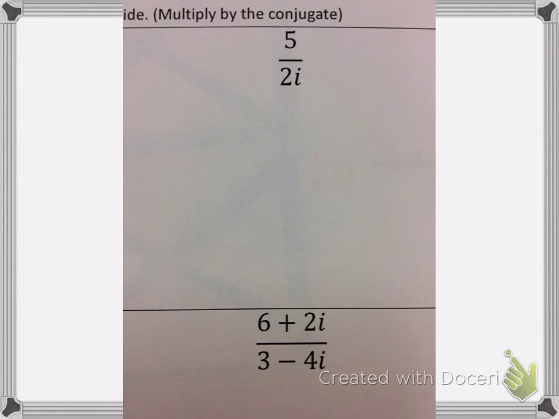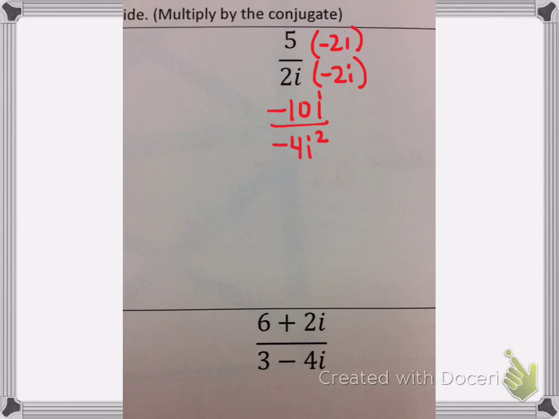So now that we know how to do that, what we're going to do is multiply by the conjugate in order to divide. The 2i down here, its conjugate would be a negative 2i. If we multiply the bottom by the conjugate, we also have to multiply the top by the conjugate. So top times top would be 5 times a negative 2i, which is a negative 10i. And on the bottom, 2i times a negative 2i would be a negative 4i squared.